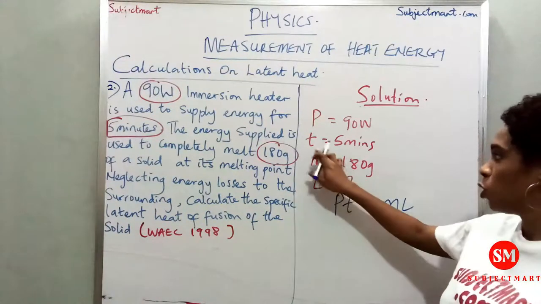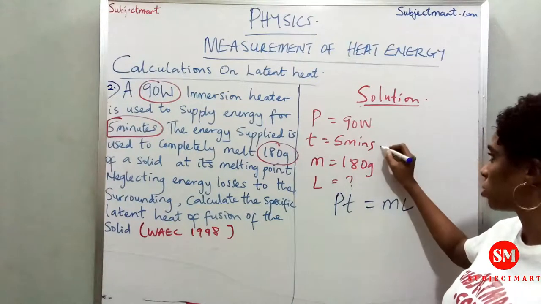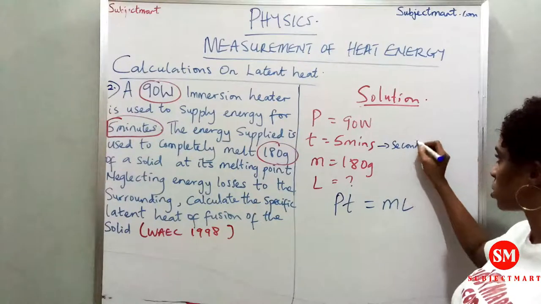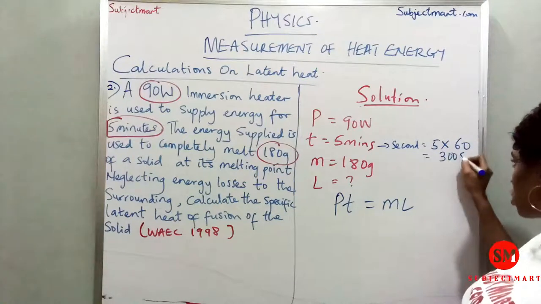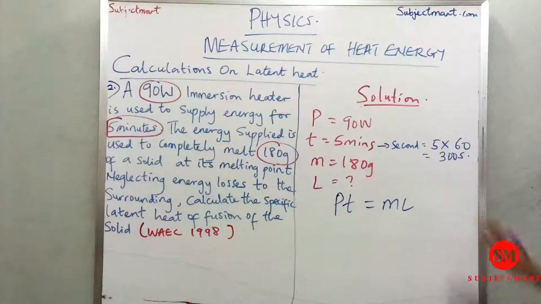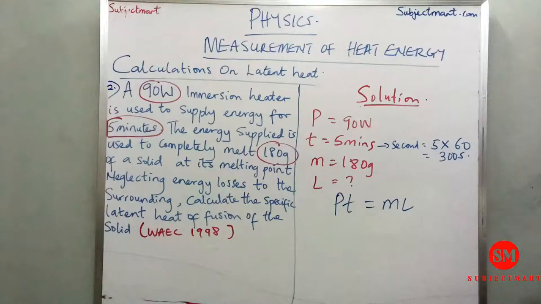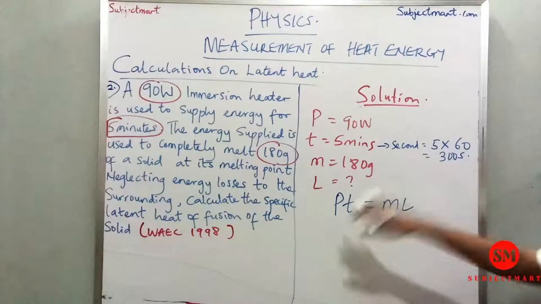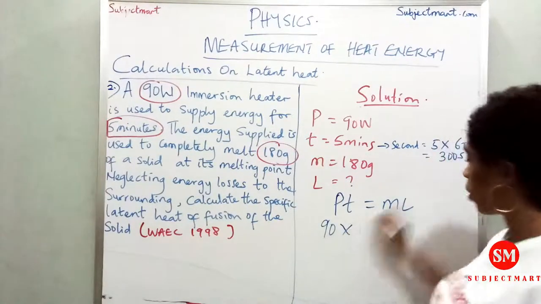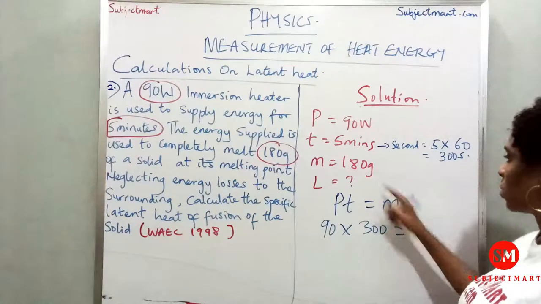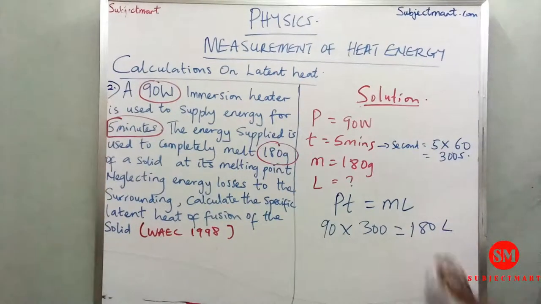Going by our parameters, we determine which of the formulas to use. But before we move on, you see that our time is in minutes, so we need to change that to seconds. That will be 5 times 60, which equals 300 seconds, because 60 seconds make 1 minute. So our time is now 300 seconds. Let's just input our values into the formula. P is 90, t is now 300, m is 180, and L is what we are looking for.